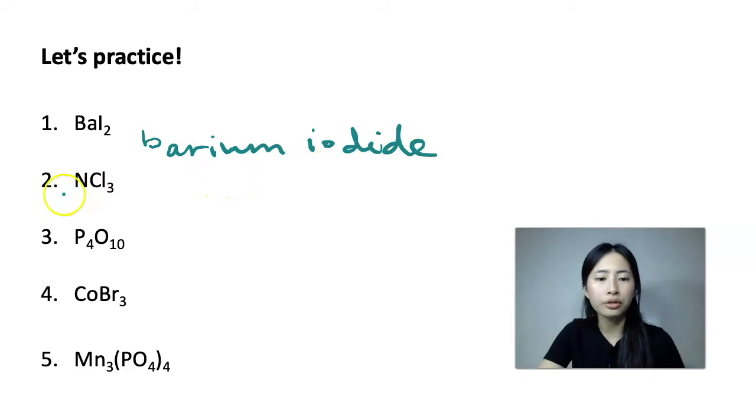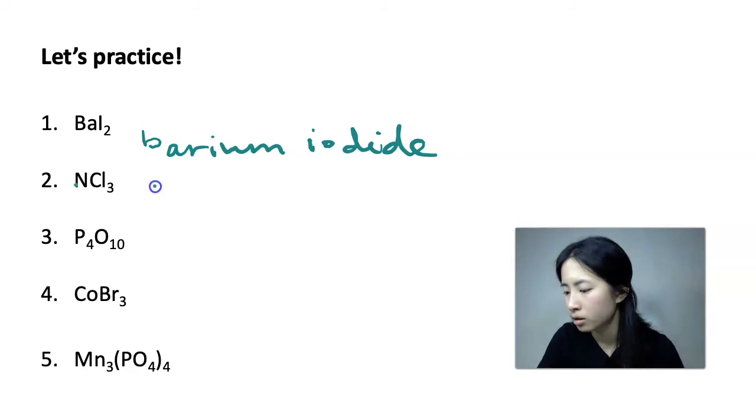Moving on to NCl3, we know that this is a molecular compound, therefore we say that it's nitrogen trichloride because we drop the mono if our first atom is a single atom.